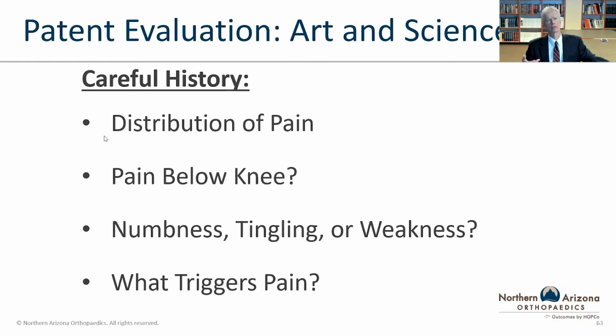What's the distribution? Is it just the back and butt, or does it go right straight down all the way to the ankle, or does it wrap around the side of the lower leg and go to the top of the foot to the big toe? That's perfect for the L5 nerve. Or does it not have pain below the knee? Is there numbness or tingling or weakness? That's all important to know. Certainly if you have that, you're thinking it's truly a nerve.